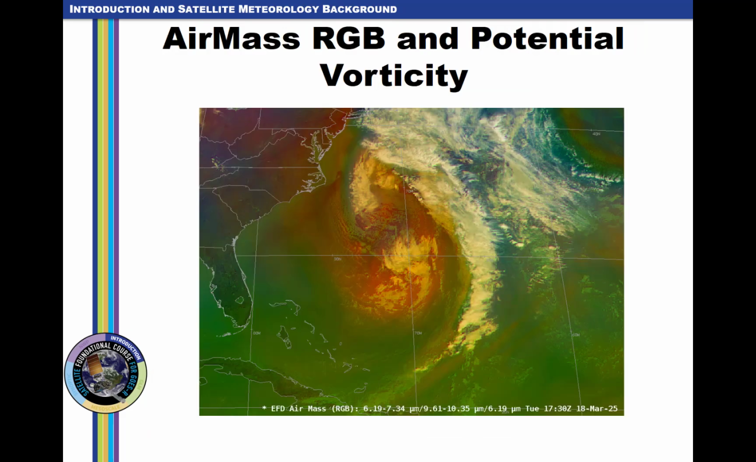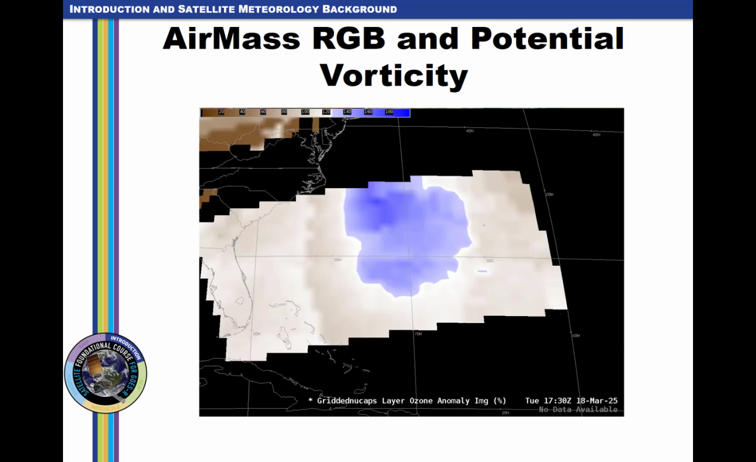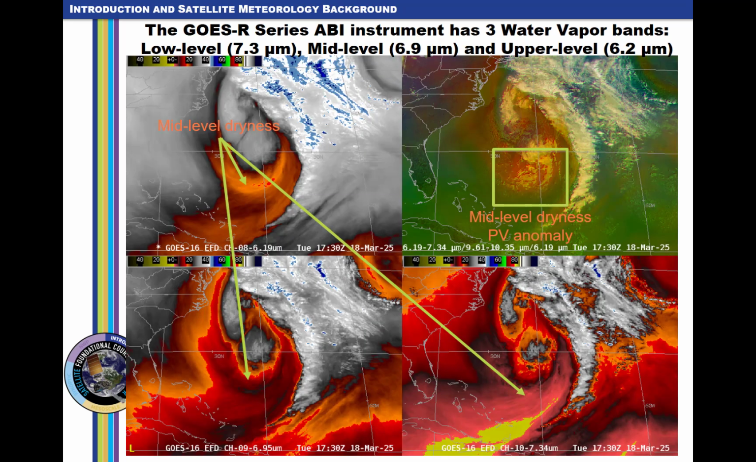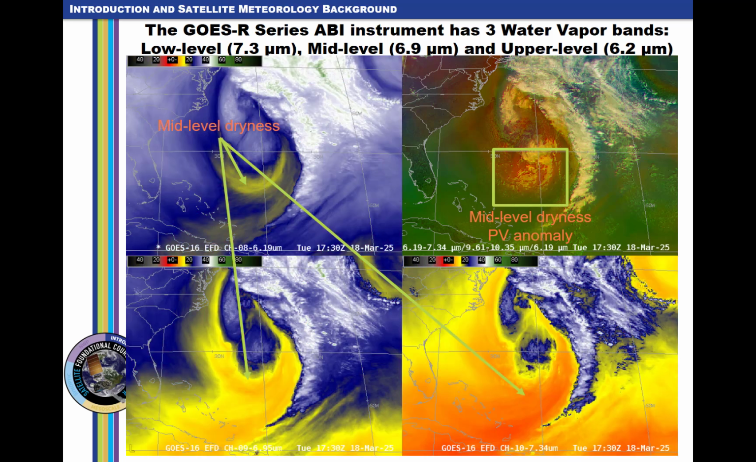Here's another example where we have the air mass RGB in a region where we have an ozone anomaly as diagnosed by NUCAPS, and the pressure on the 2 PVU surface there is larger, so you're farther down in the atmosphere. GOES imagery for the same time, bands 8, 9, and 10, and the air mass RGB show the characteristic signal of a PV anomaly that is accompanied by mid-level drying. Or you might want to use this enhancement.